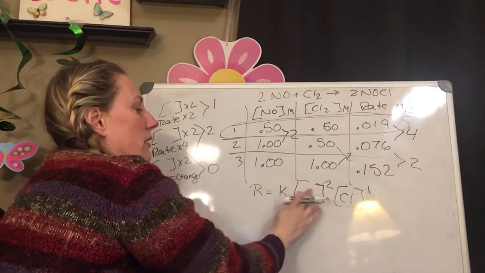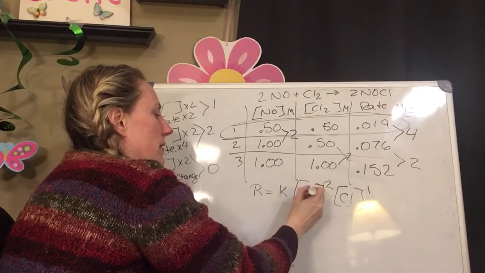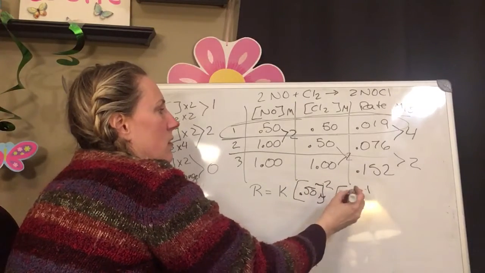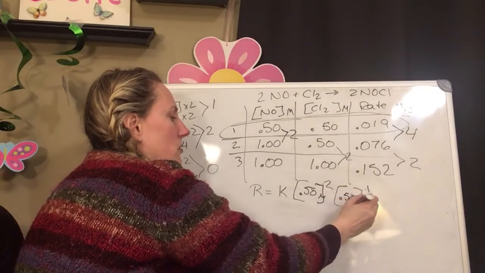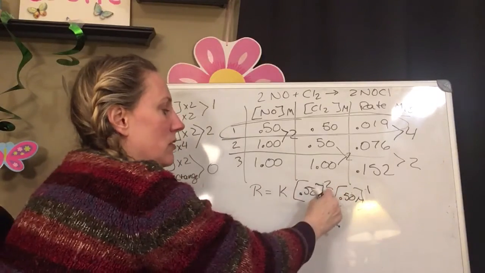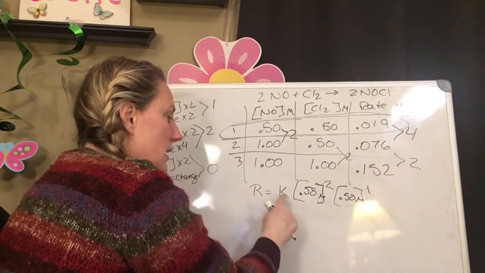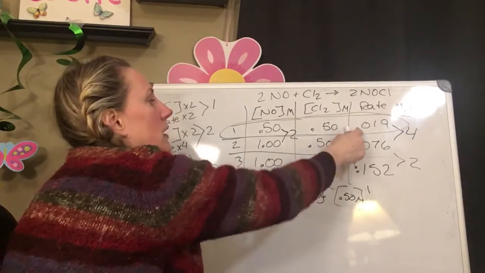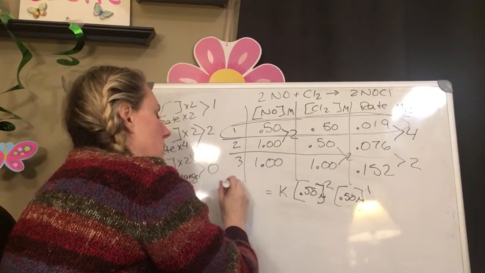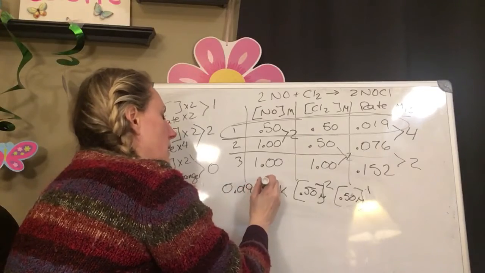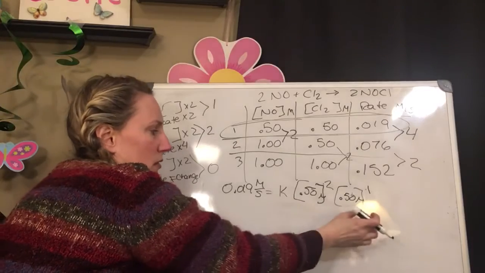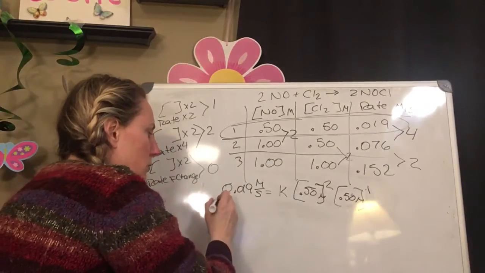So you put in the concentration of NO, 0.50, and again it's molar. Concentration of Cl2, which is 0.50, again it's molar. Again, your units are going to all be different no matter what, because now this is going to be M squared times M. And my rate is going to be 0.019 M over s. So I would have to square this times this, so really 0.5 cubed.